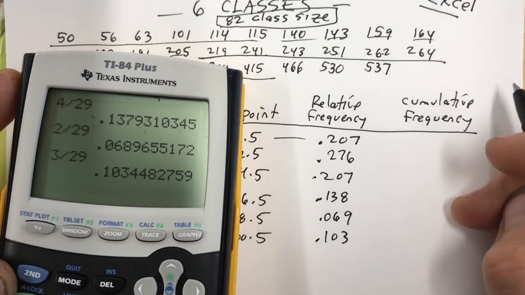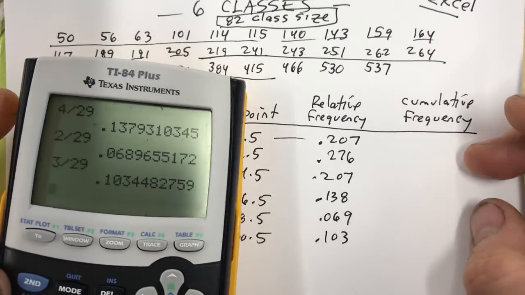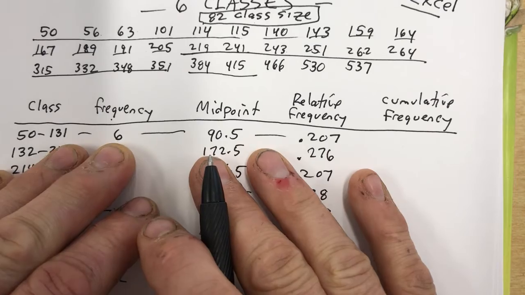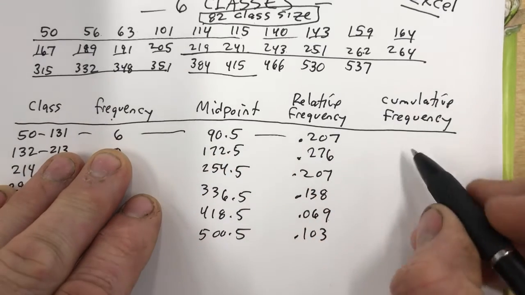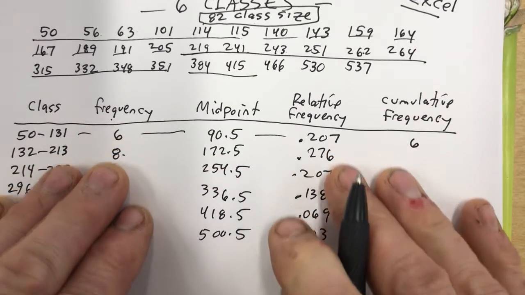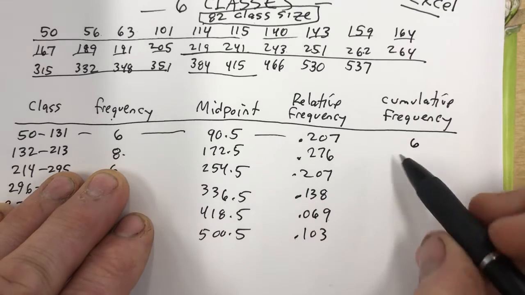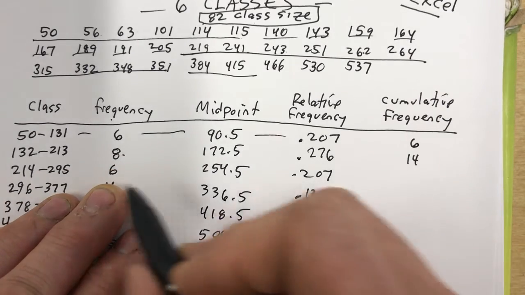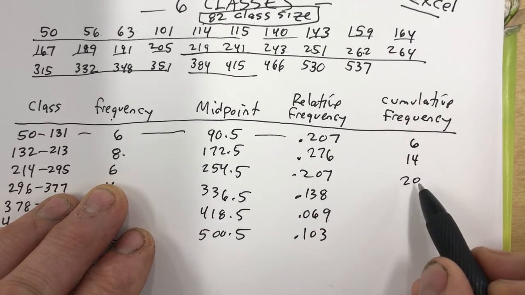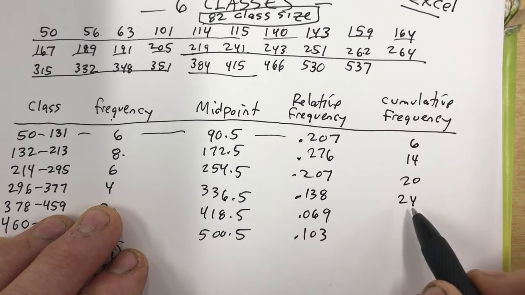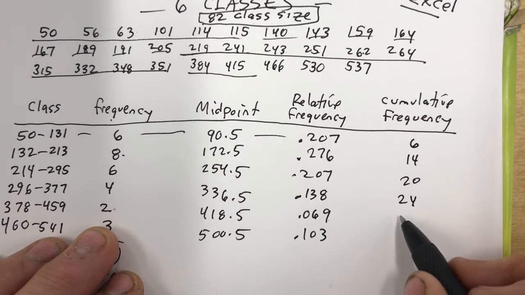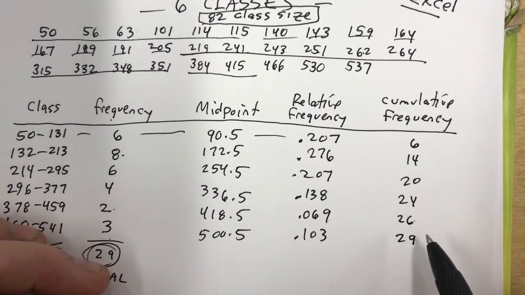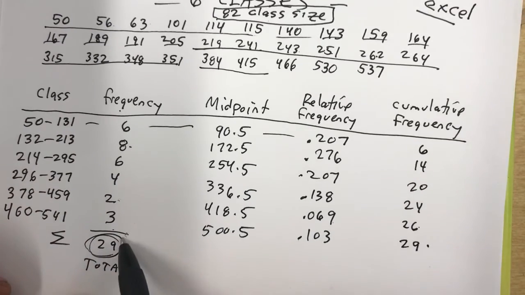And then the last thing is my cumulative frequency. And what that is, the frequency for up to that certain class. Like in this class, there's 6 so far. Once I go down to this class, now there's 6 plus 8 more, which is 14. And then I go to this class, 14 plus 6 would be 20. And then 20 plus 4 is 24. Then 24 plus 2 is 26. And 26 plus 3 is 29. And this last number here should be your sum, right here, 29.